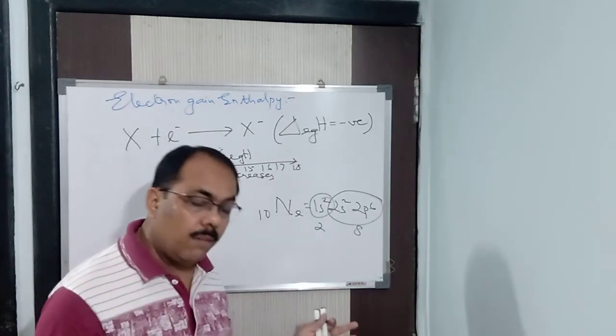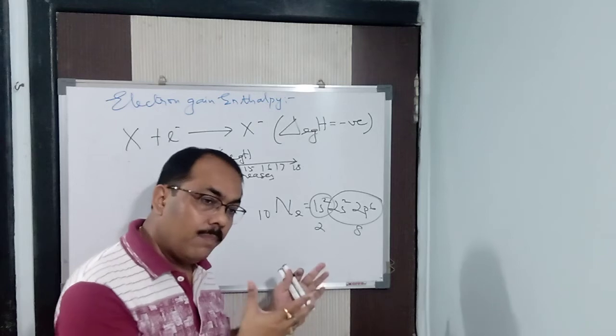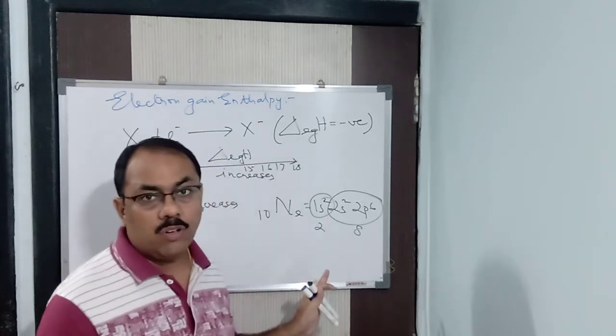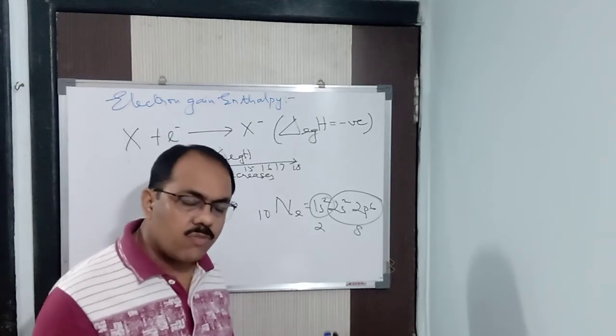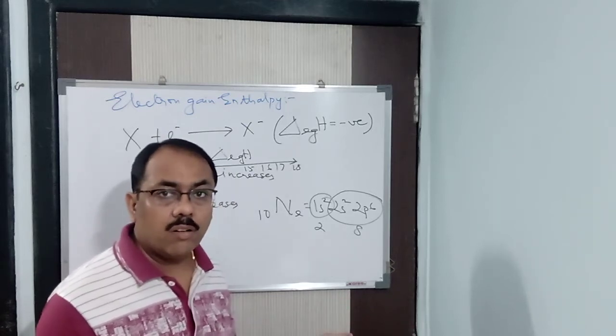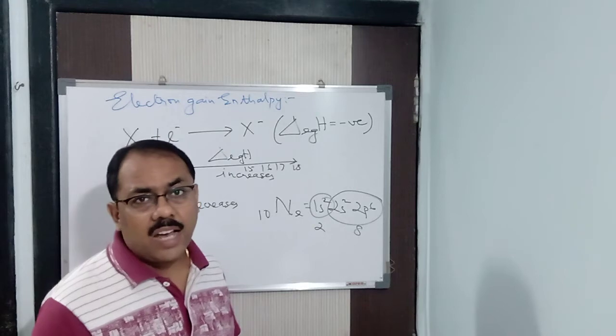Many people say that the electron gain enthalpy of noble gases is 0. Correct, absolutely correct, because it does not have any tendency to gain electrons at all. Its outermost shell is fully filled. It has got no tendency to gain electrons. Some also say that it is highly positive.